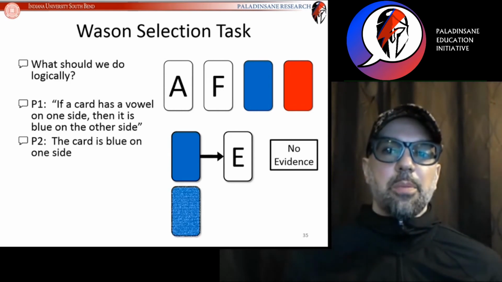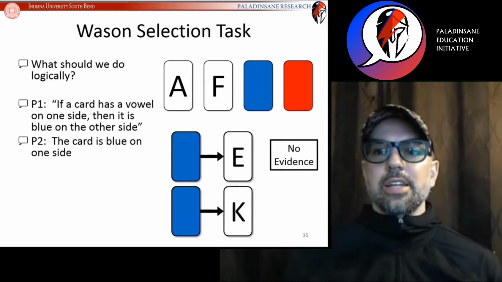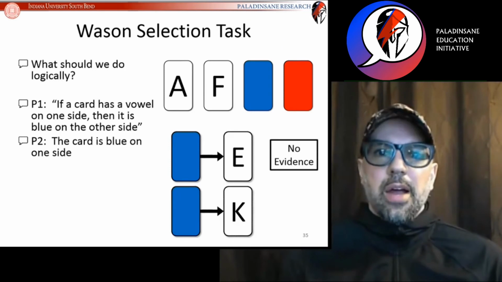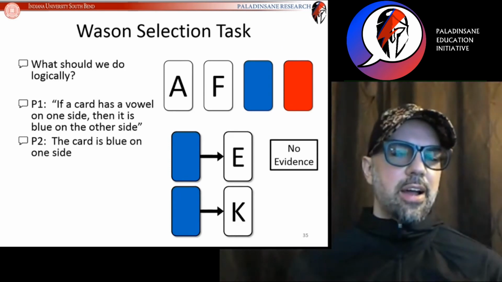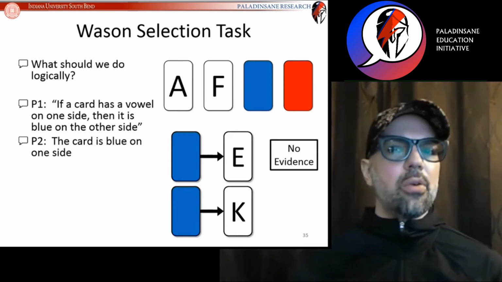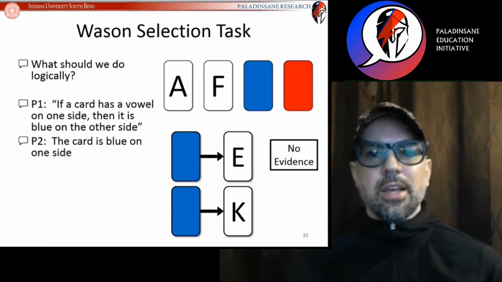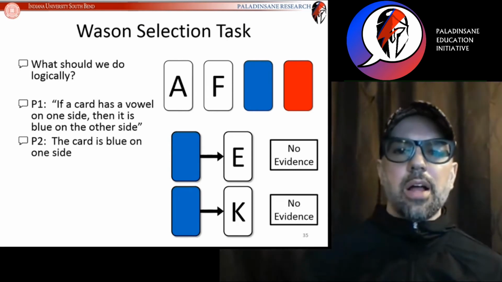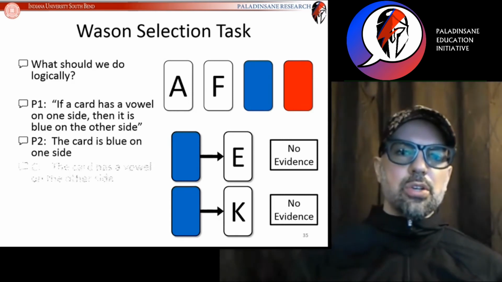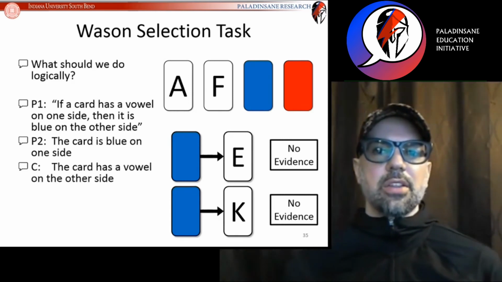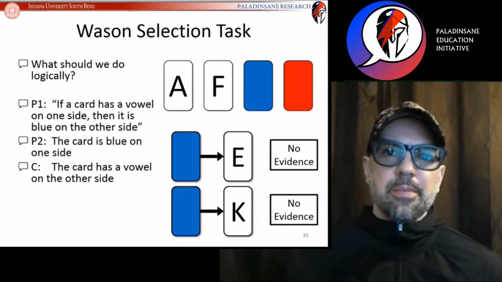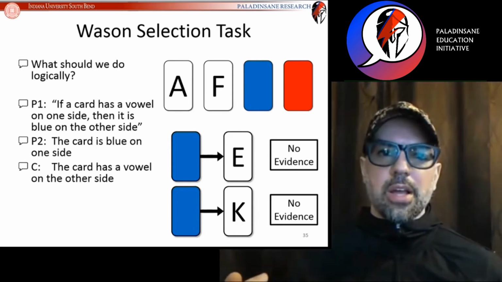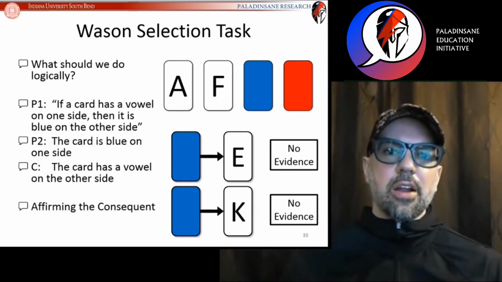However, let's say that we flip over the card and we find out that it's a consonant. That's also fine, because this rule does not apply to consonants. It doesn't say that only vowels can have blue on the other side. So it gives us no evidence either way of whether the rule has been followed. And this is why the conclusion that the card has a vowel on the other side isn't locked in, because this is affirming the consequent. This is an invalid argument.